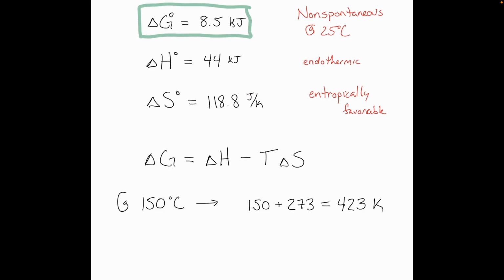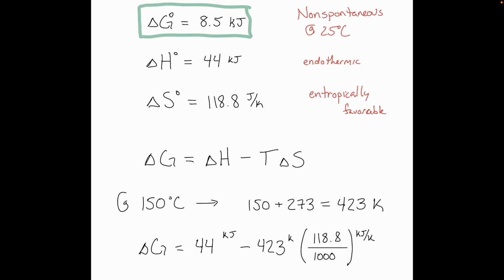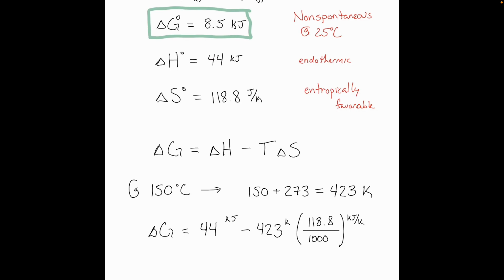All right, so then to approximate our delta G at this temperature, again, we're above our boiling point, so we're hoping that this reaction is spontaneous, i.e. our delta G is negative. We're going to plug in our value for delta H. So delta G equals that 44 kilojoules minus our temperature, 423 Kelvin. And this is where we have to keep in mind the fact that our delta S is only in joules per Kelvin. So in order to get it to kilojoules, I'm going to have to take that delta S value on the table and divide it by 1,000, putting it into kilojoules. So now if I divide it by 1,000, I'll be in kilojoules per Kelvin. So let's punch this into our calculator.